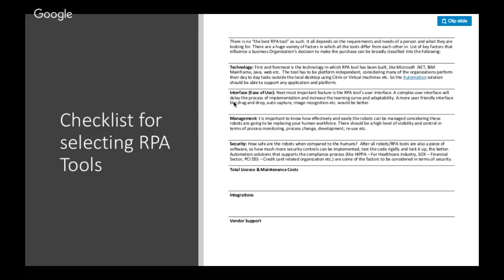Then comes the interface, the designers. I found that Blue Prism had the most complicated UI design as far as designing processes was concerned. The easiest I found was WinAutomation, and somewhere in between was UiPath.